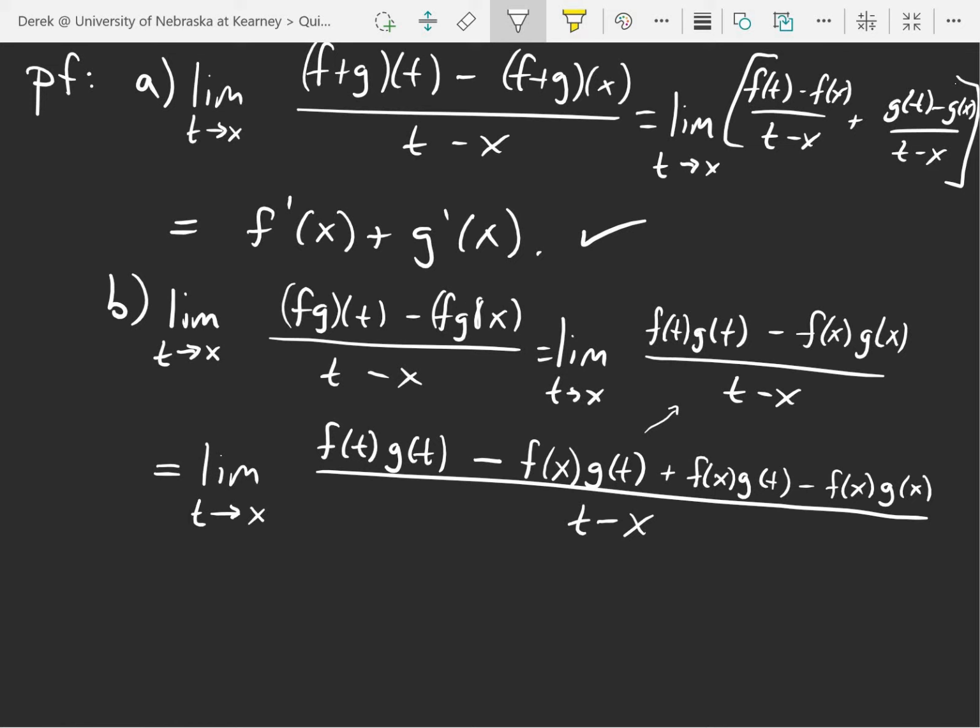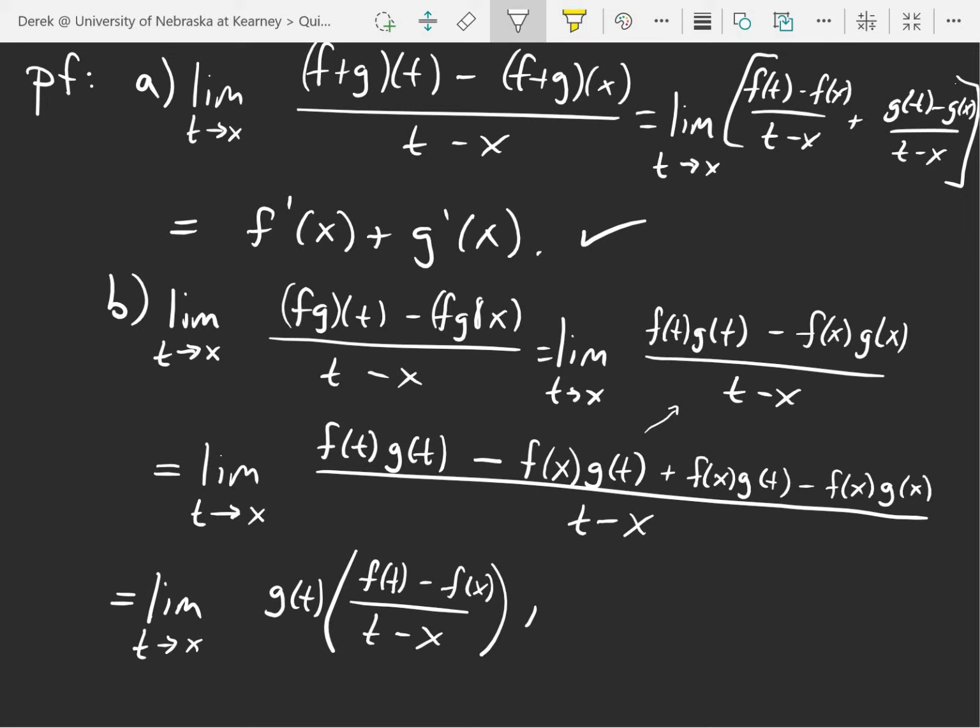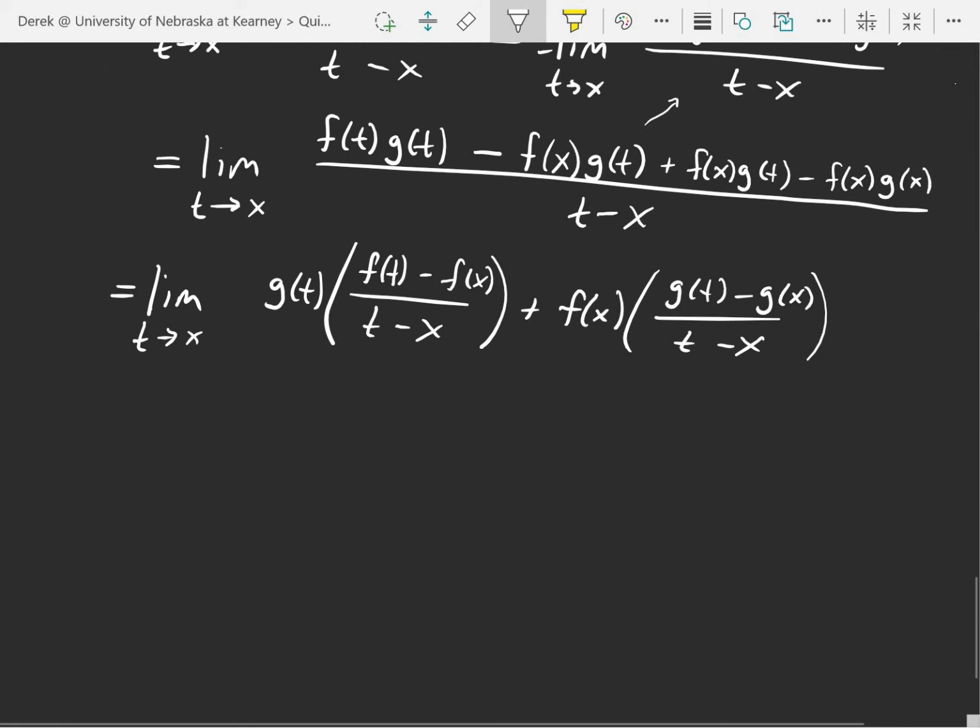And when we factor those out and divide by t minus x, that's going to make things nice for us. Okay, so let's factor out g of t from the first half. So I get g of t, and then I've got f of t minus f of x divided by t minus x, and then plus, from these guys I'm going to factor out f of x, and what's left is g of t minus g of x over t minus x. So that add and subtract something in the middle allowed us to factor this nicely, and now I can take the limits of each of these parts.